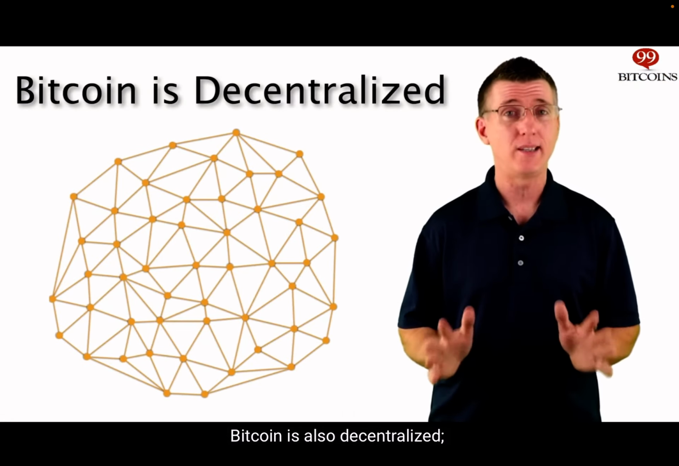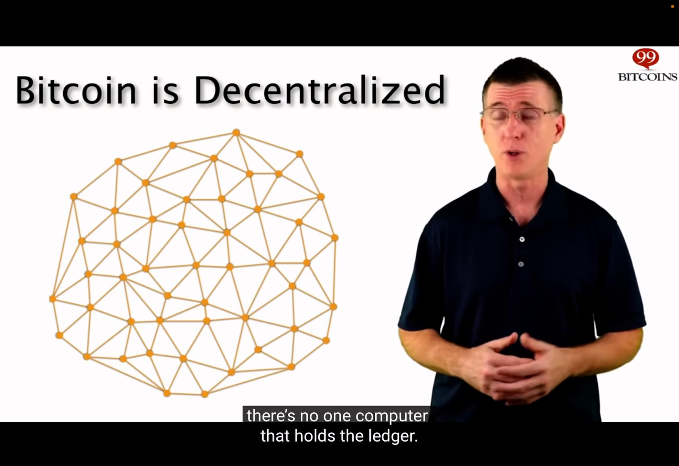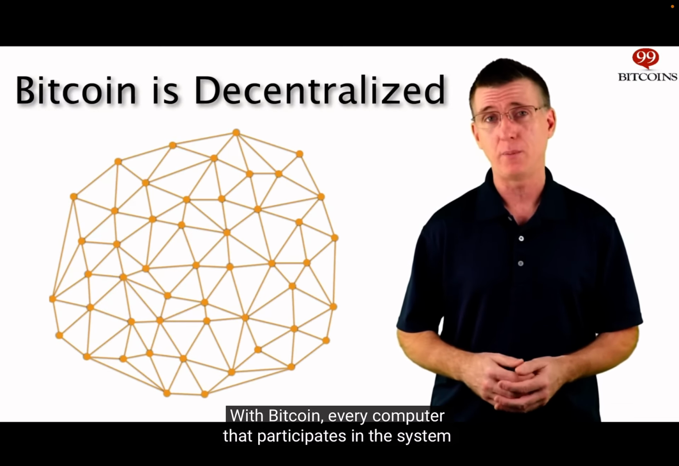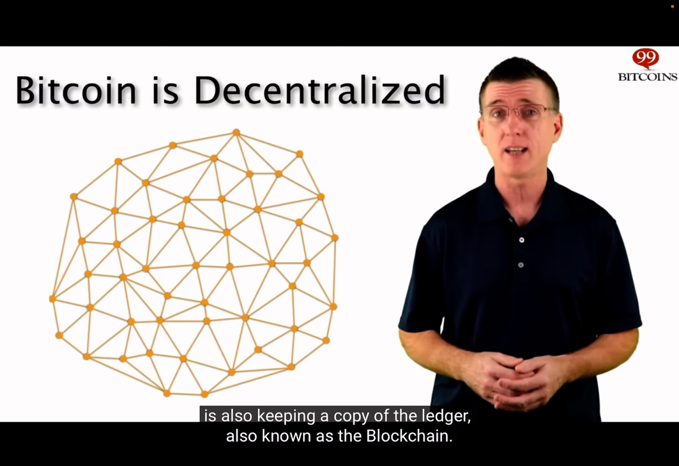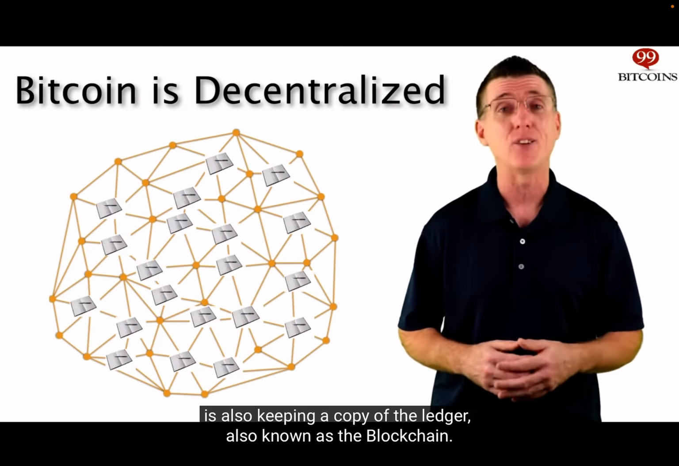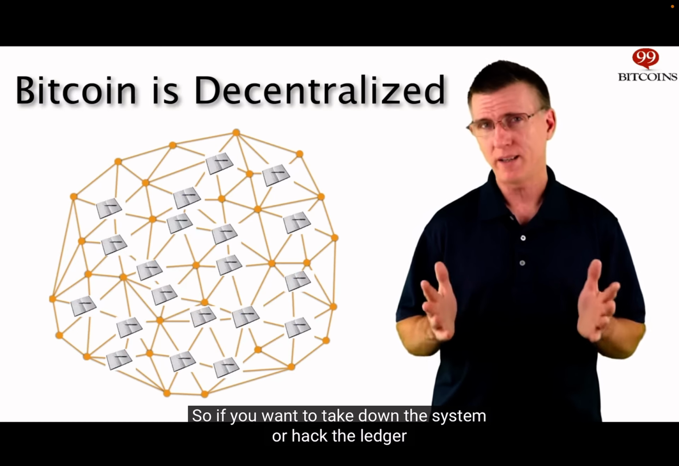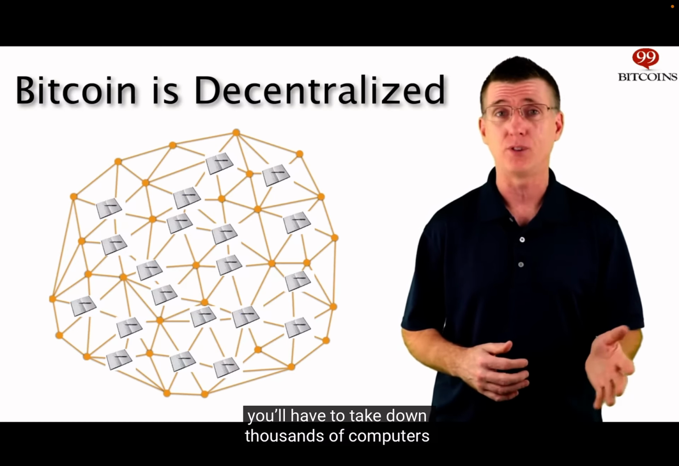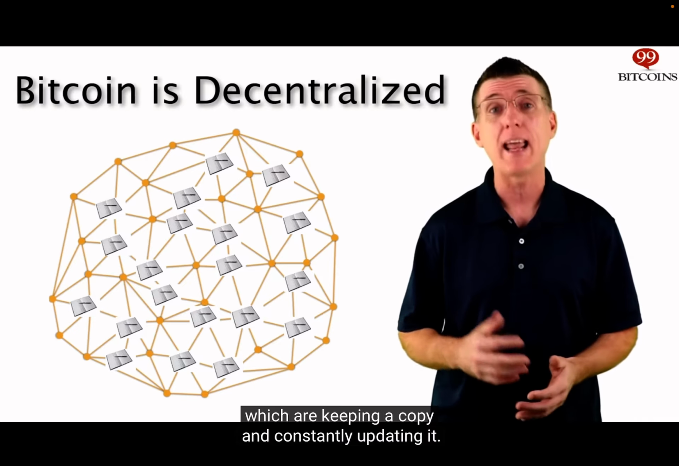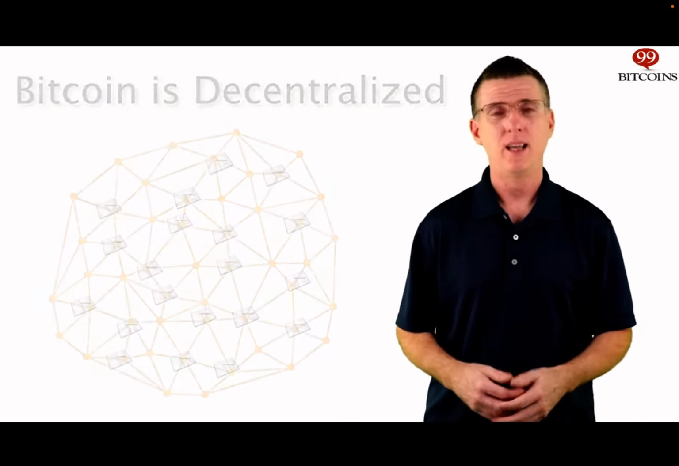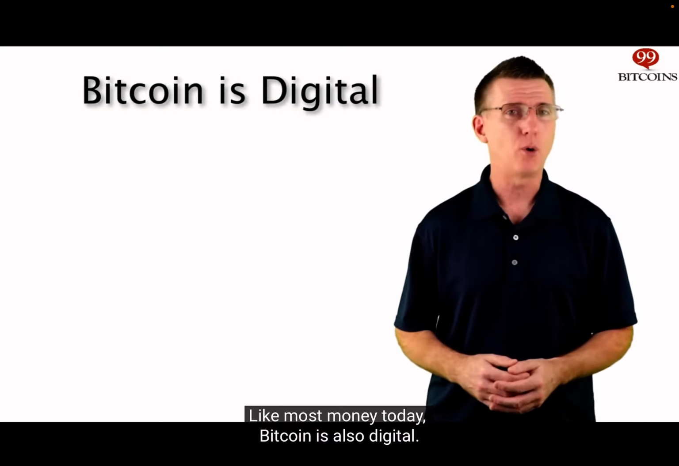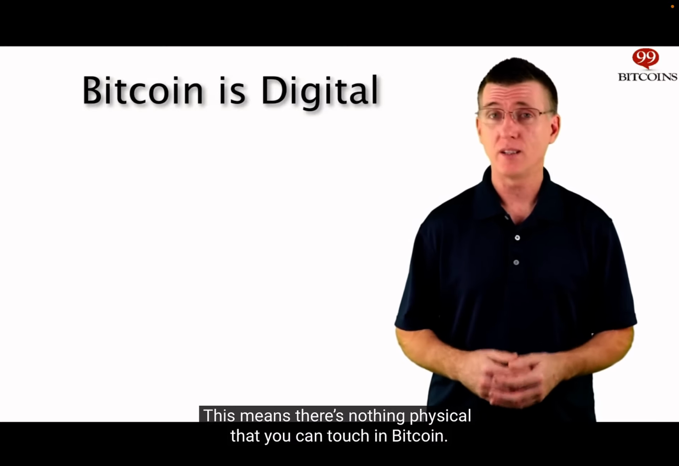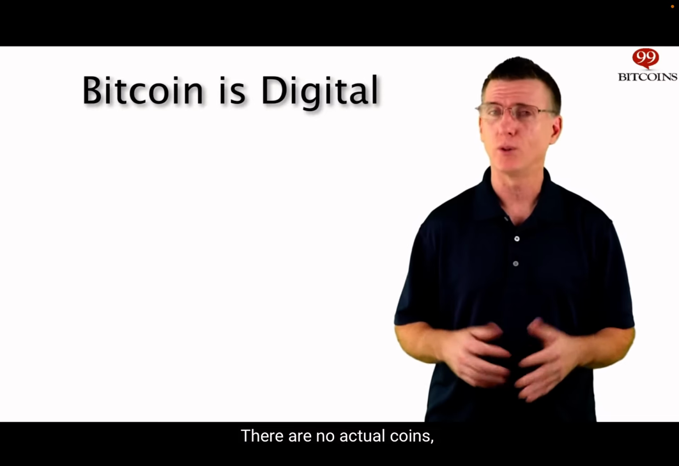Bitcoin is also decentralized. There's no one computer that holds the ledger. With Bitcoin, every computer that participates in the system is also keeping a copy of the ledger, also known as the blockchain. So if you want to take down the system or hack the ledger, you'll have to take down thousands of computers which are keeping a copy and constantly updating it. Like most money today, Bitcoin is also digital. This means there's nothing physical that you can touch in Bitcoin. There are no actual coins.